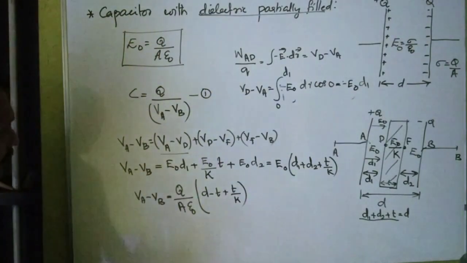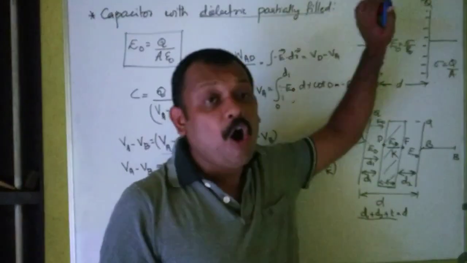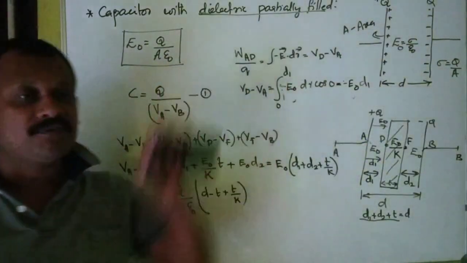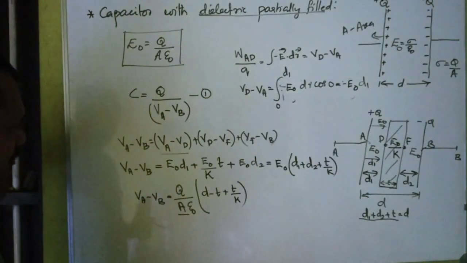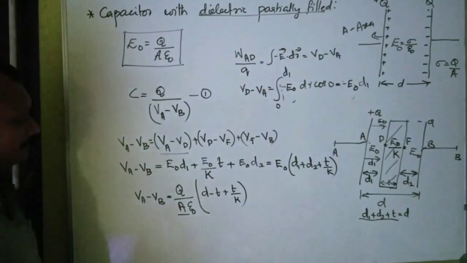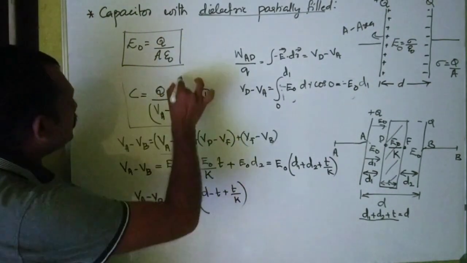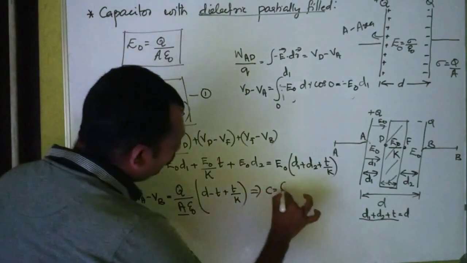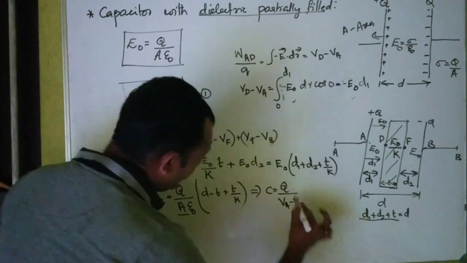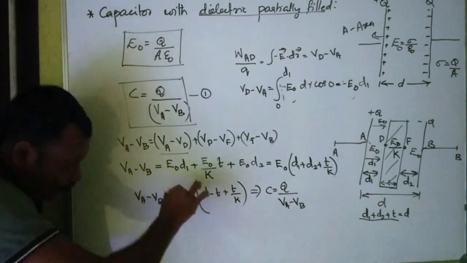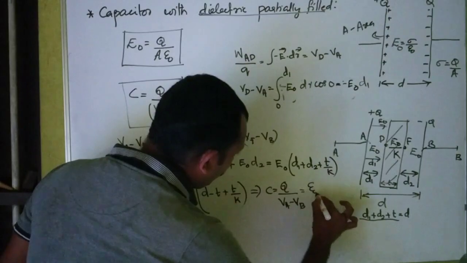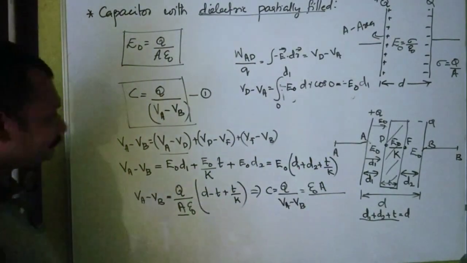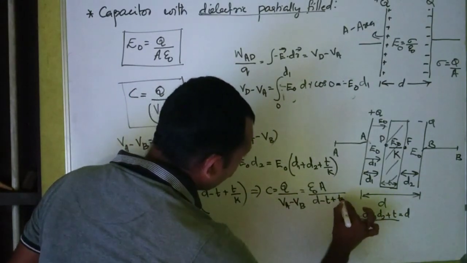I got VA minus VB in terms of known variables. Here, what is A? A is the area of each plate of the capacitor. So VA minus VB is equal to Q divided by A epsilon 0 into D minus T plus T by K. And our equation for capacitance, what I want, C is equal to Q divided by VA minus VB, which implies, this will go to that side, this will give you the answer as epsilon 0 A divided by D minus T plus T by K.